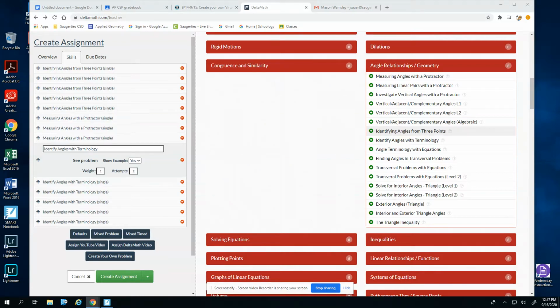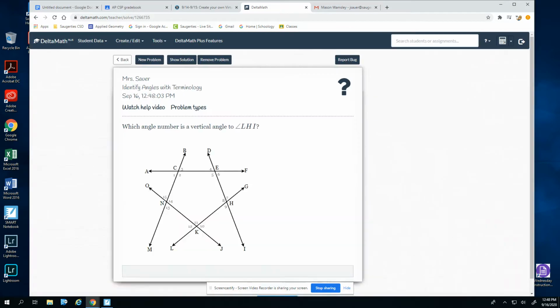So we're going to look at identifying angles with different terms that we learned in the last lesson. So let's just look at our first problem. It says, which angle number is vertical to angle LHI? So the first thing I'm going to do is trace angle LHI. Okay. So I have that traced. So angle LHI is actually angle 9.